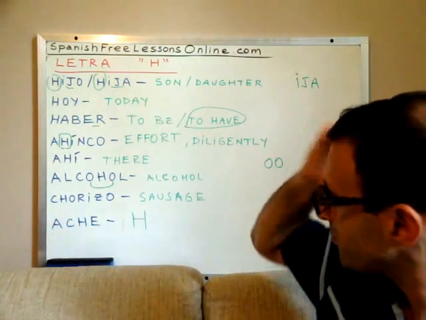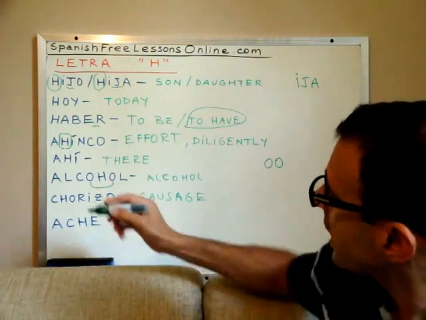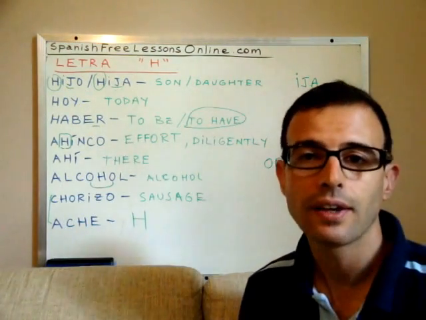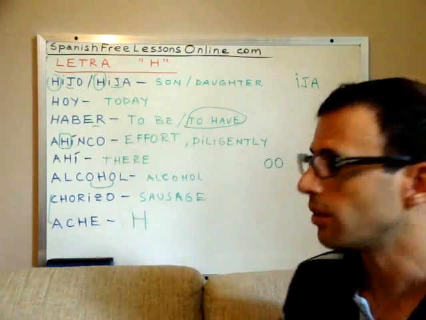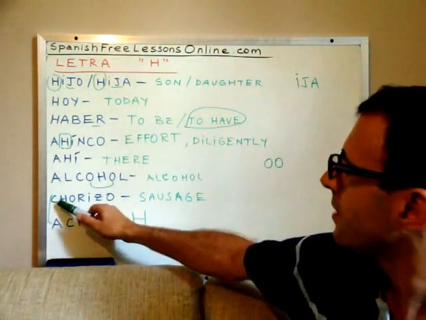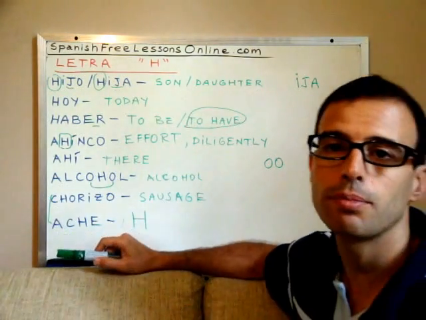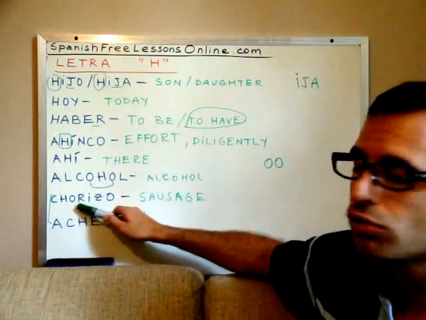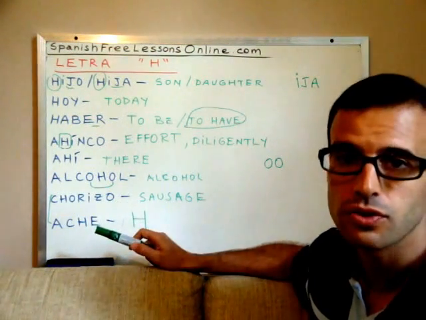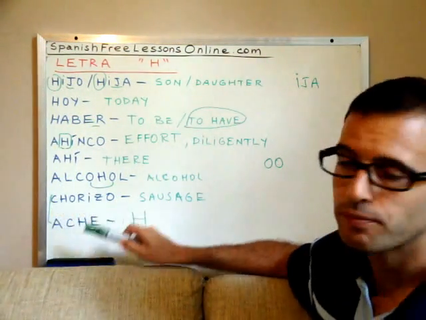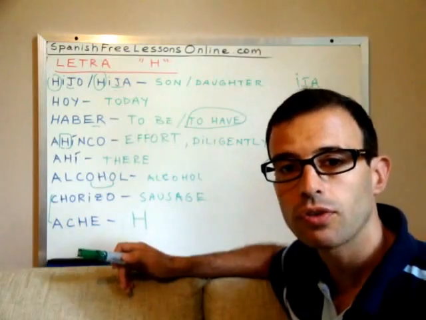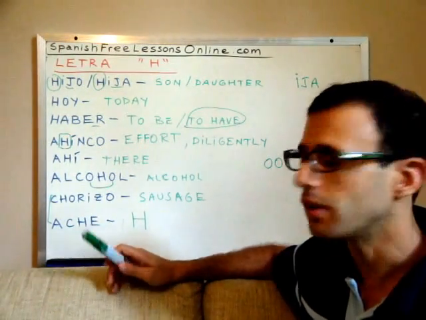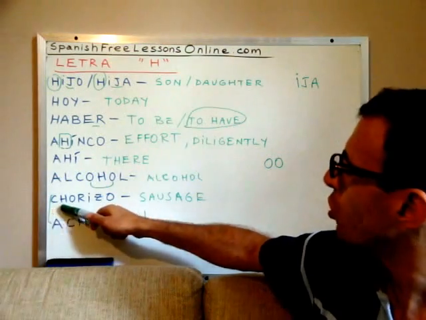And here we can see two examples of the H with the second pronunciation. This is the same as in English. CH is pronounced ch. So this is chorizo, which means sausage. Chorizo. Or another kind of sausage would be salchicha. That is also a sausage, a thinner sausage. Chorizo.